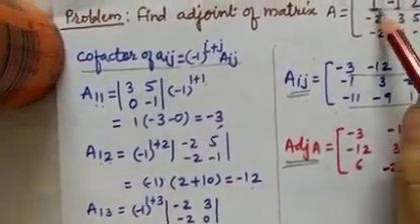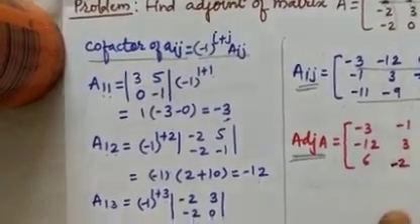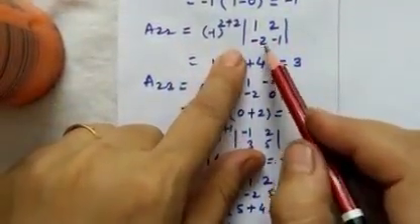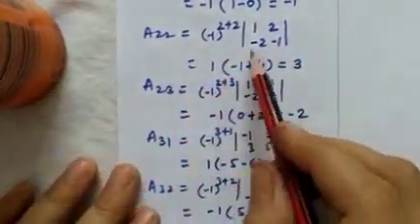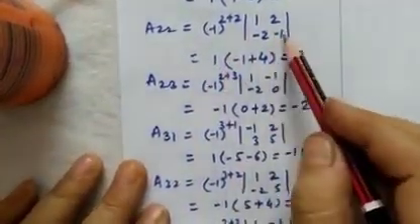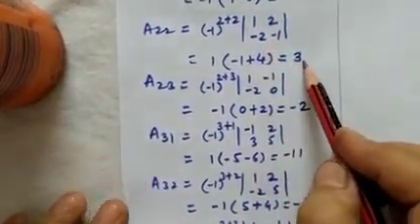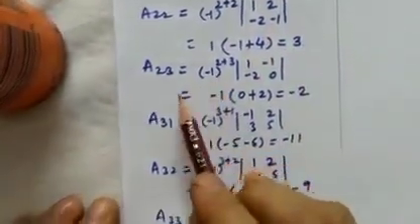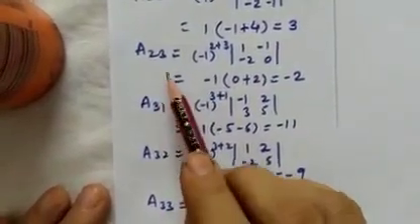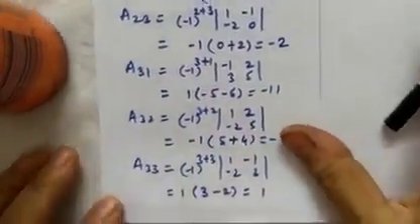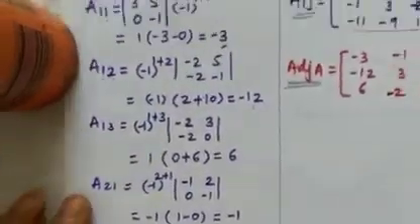The elements are 1, 2, minus 2, 1. Simplify this. Again this is positive, 1 into minus 1, minus of minus 2 into 2 is 4, and therefore it is 3. In a similar way we can find out A23, A31, A32, A33, each and every element similarly.